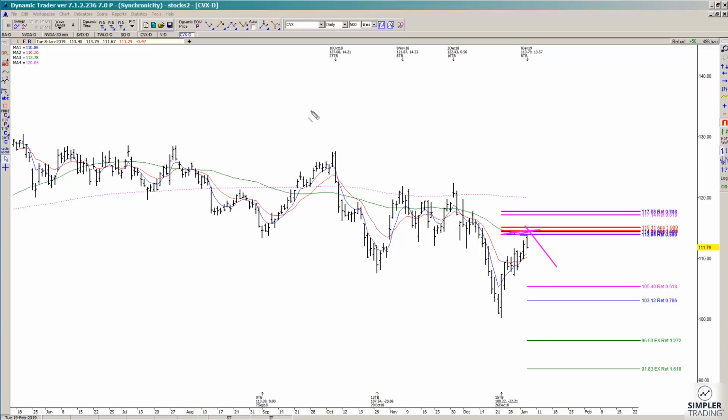And you might want to take a look at it. You might get some money out of it. And at least the risk is defined. Okay, hope that helps.